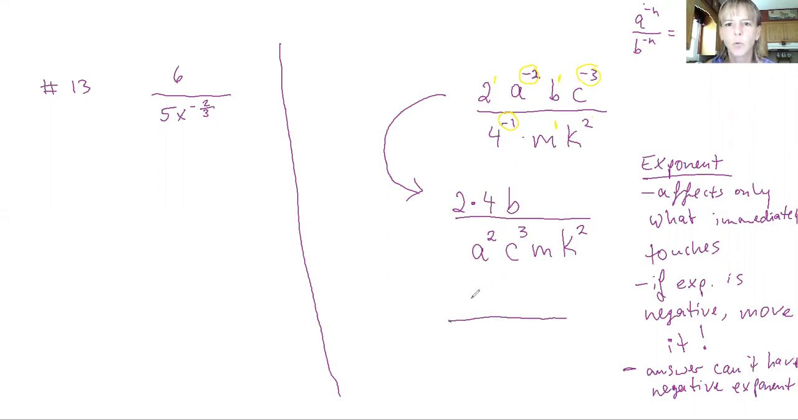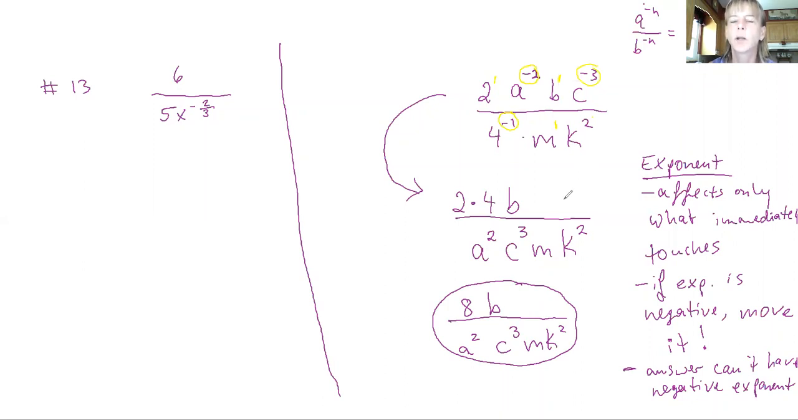So 2 times 4 is hopefully 8. And then there's really nothing else you can do. Now, if you have like bases, you would continue simplifying. We'll do that here in a few minutes. Okay, so you see, that's how it works. Think of exponents as attitudes, and you only move the item that has a negative attitude. And remember, exponents only affect what they immediately touch.